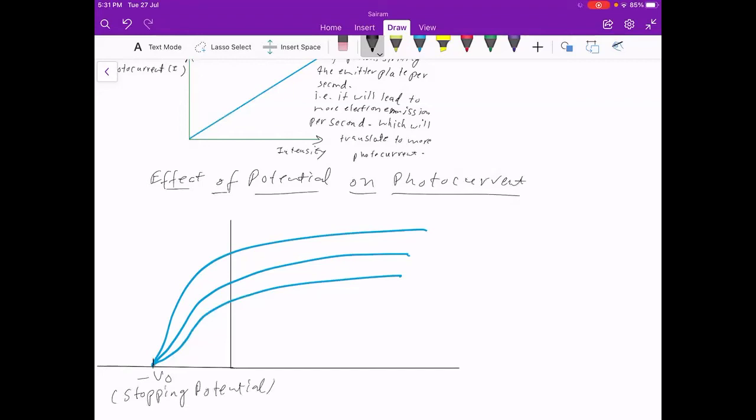And then you may observe that the intensity of light is different for the 3 graphs. So the photocurrent is also different. Okay, the current is totally different: I1, I2, and I3. Like how much current is flowing. You can see as the potential increases, the photocurrent also increases.